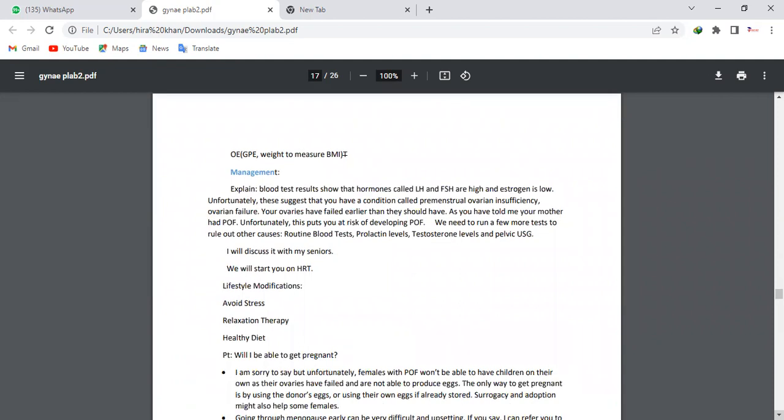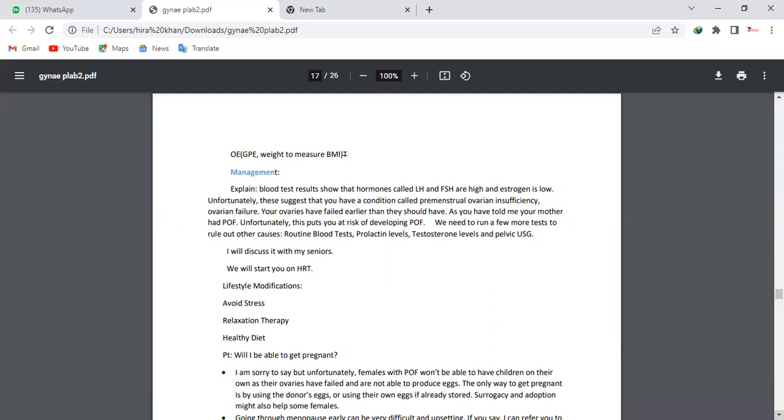And then management. So you will explain the results by showing the picture to the patient. So here are your hormones. This hormone is high, this hormone is low. Unfortunately, this hormone is produced by the ovary. So based on your signs and symptoms, I believe that you have a condition called premature ovarian insufficiency. By that I mean your ovaries have failed earlier than they should have. As you have told me that your mother had POF, unfortunately this puts you at risk of developing premature ovarian failure. Then let it sink in.